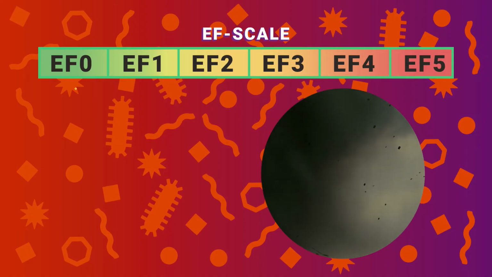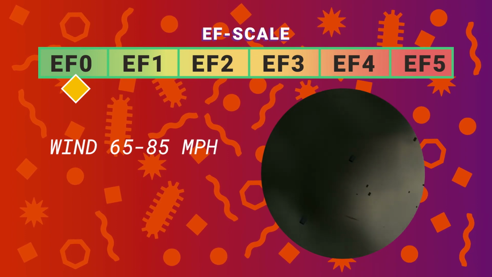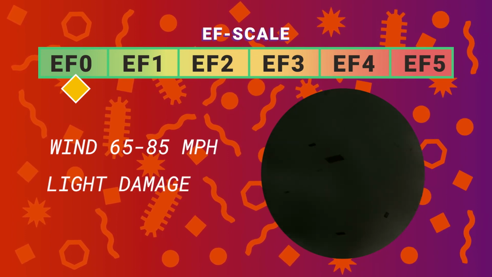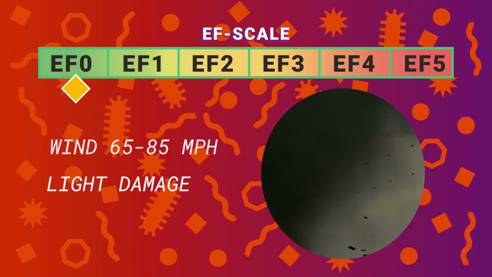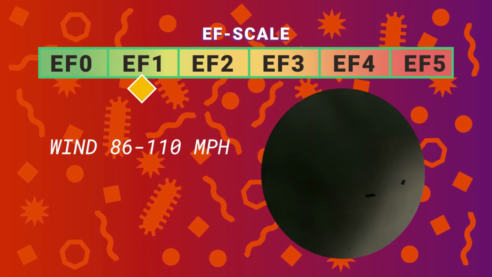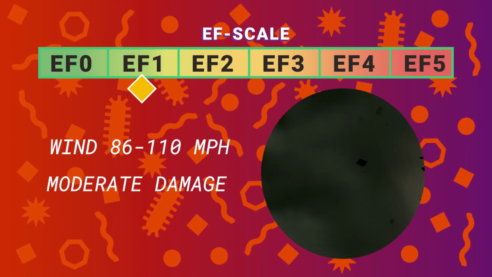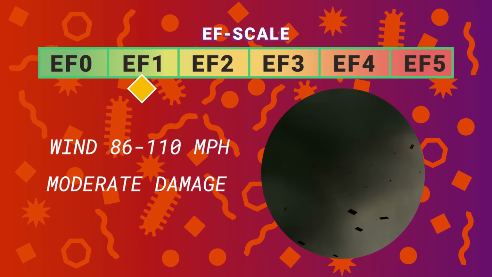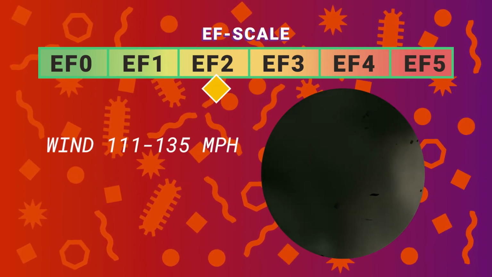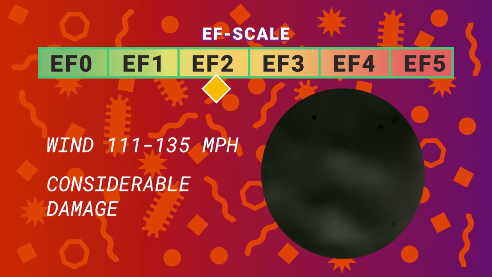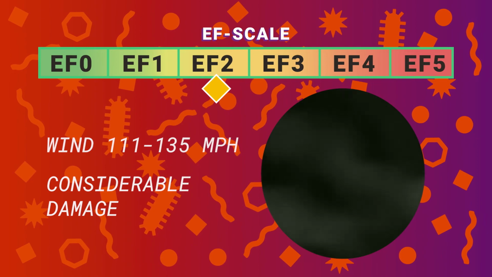At EF0, you're going to see wind speeds from around 65 to 85 miles per hour, and you can expect some light damage, like tree branches falling and the roof shingles maybe being blown off. For an EF1, the speeds will range from 86 to 110 miles per hour, and there's moderate damage. A portion of the roof could be blown off at these speeds. An EF2 wind speed ranges from 111 to 135 miles per hour, and there's considerable damage and potentially trees being uprooted.